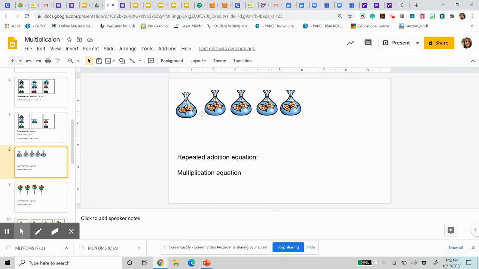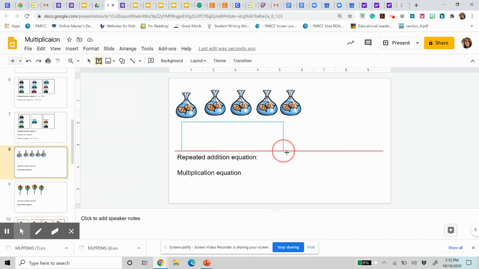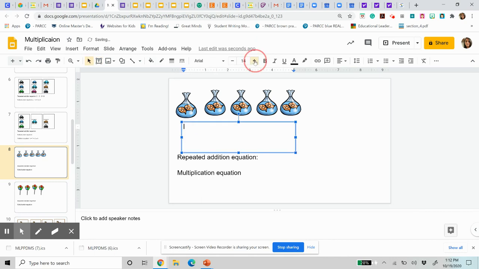All right, right here we have some bags of fishies, looking like from the carnival. So the bags would be our groups. So we have 1, 2, 3, 4, 5 groups, right? And I'm just gonna put that here. We have 5 groups. And then I have 2 fishies in each group. So 2 in each group, right?